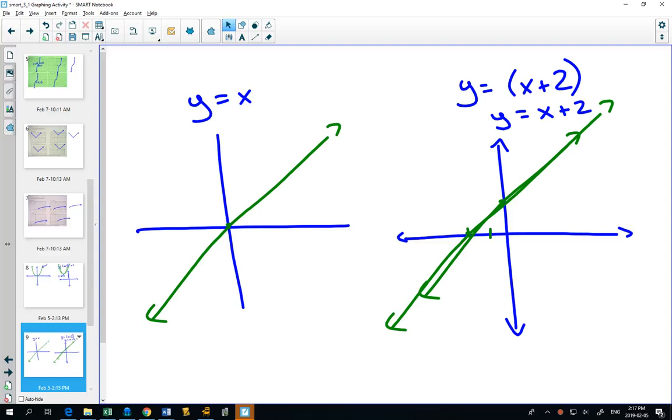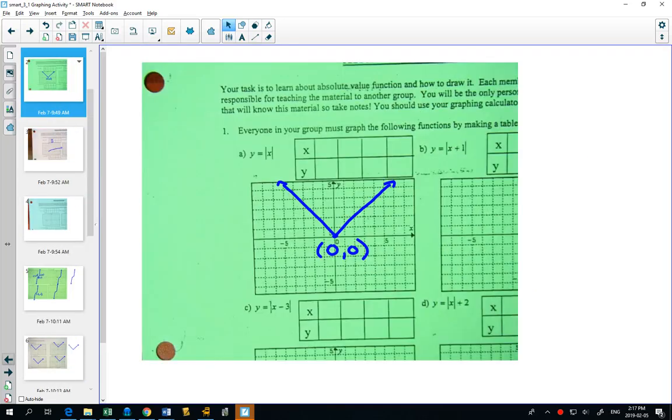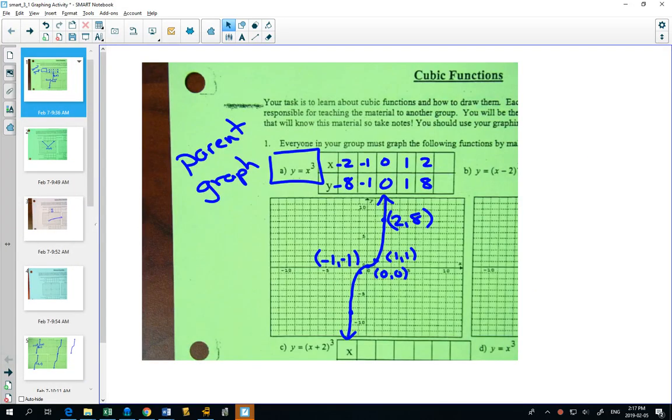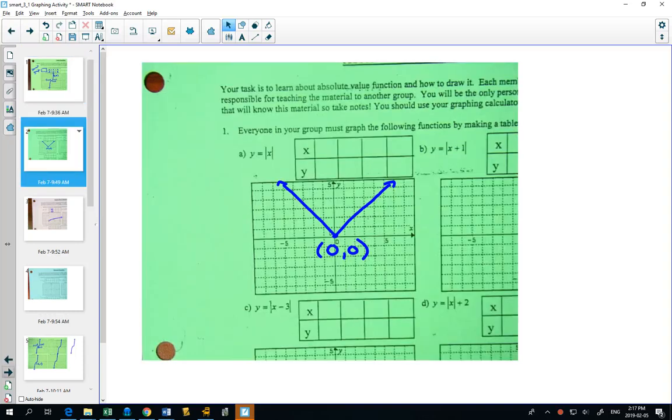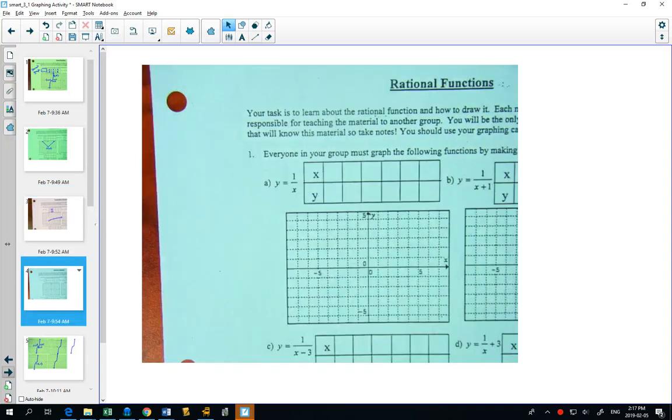So the key thing moving forward is you need to know what these graphs in the top left-hand corner of your first page look like. You need to know, I know that's my x cubed graph, these are the key points. And then I can move it from there. I know that this is my absolute value graph, and those are my key points. I know what my square root graph looks like, and some key points. And my rational graph looks like this.